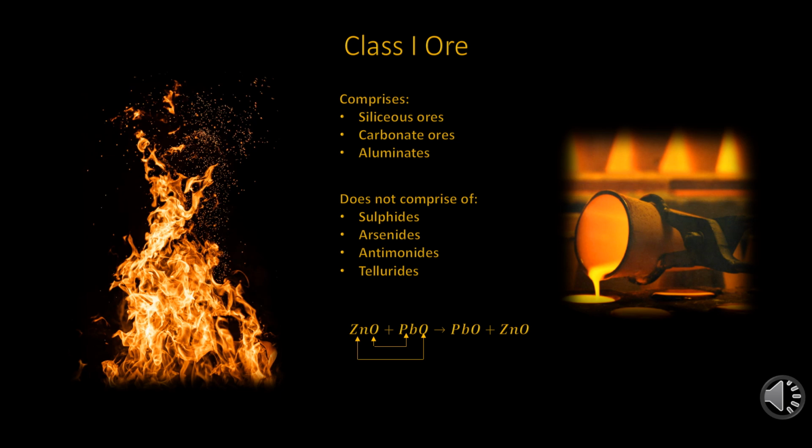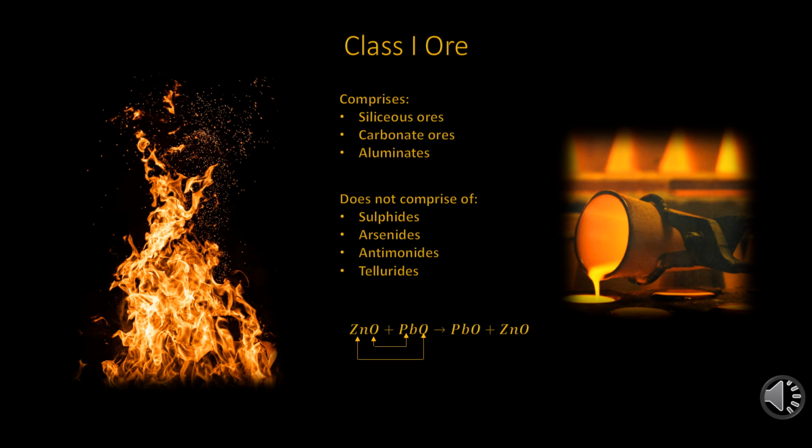Class 1 or neutral ores are those that comprise the silicates, carbonates, and aluminates. These ores will not comprise sulfides, arsenides, antimonides, and tellurides, as well as a few others. These ores are ones that are at their lowest oxidizing states.